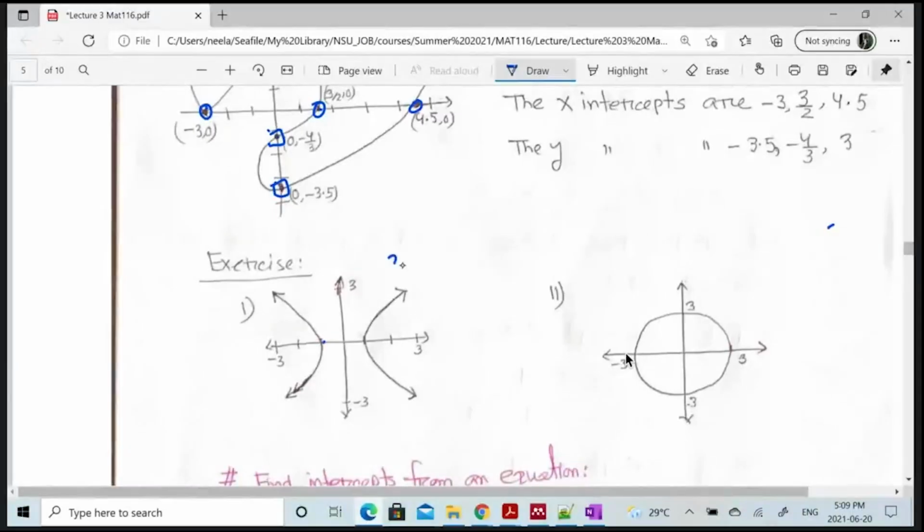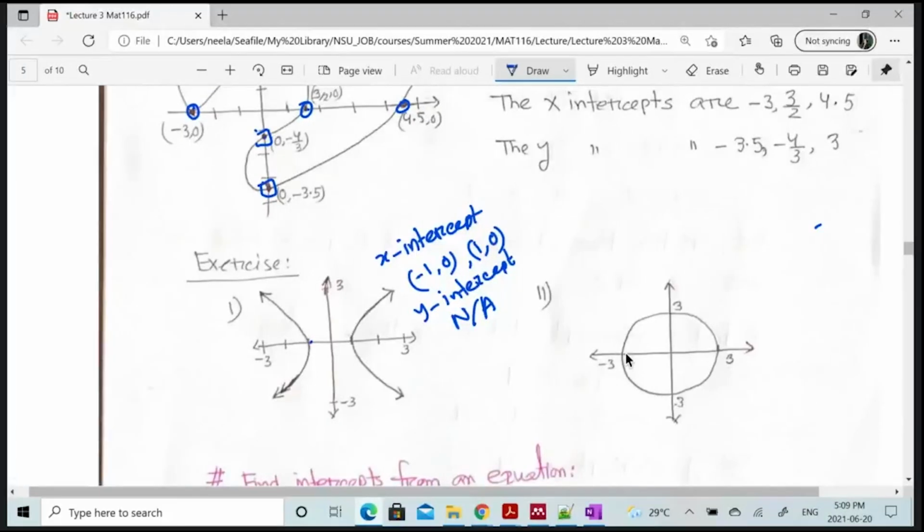What about the x intercept? 1 and minus 1. So minus 1, 0 and 1, 0. Yes. What about the y intercept? No intercept, ma'am. No y intercepts here.